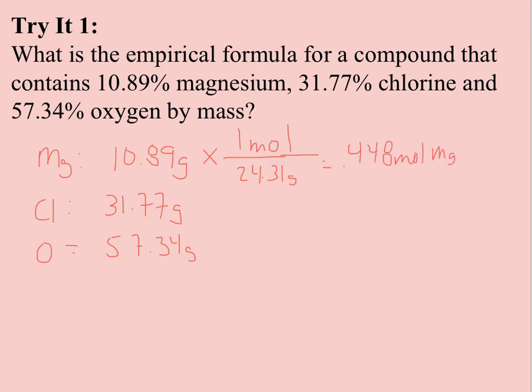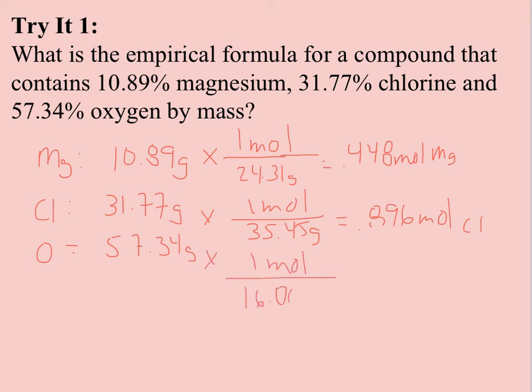With my chlorine, which weighs 35.45 grams, when I divide my 31.77 by 35.45, this is also slightly less than 1, 0.896 moles of chlorine. And my oxygen, at 16, 57.34 divided by 16 is going to be 3.58 moles.